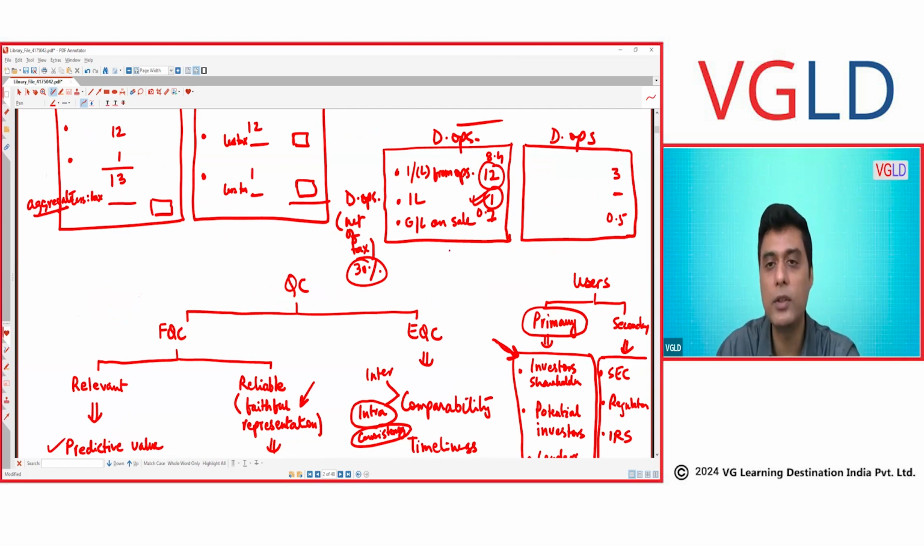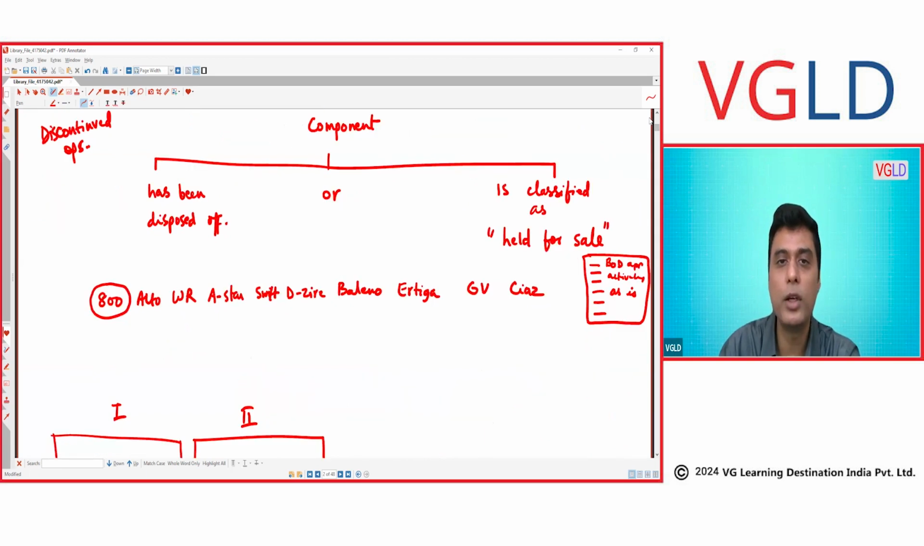In 2023, it was classified as held for sale. In 2024, it has actually been sold off. So any component of the entity that has been disposed of or is classified as held for sale will come in discontinued operations, and only 3 items will appear in the discontinued operations section. Only 3 items. There is no 4th item. But yes, depending on the situation, there can be fewer than 3 items. There can be 2 items.